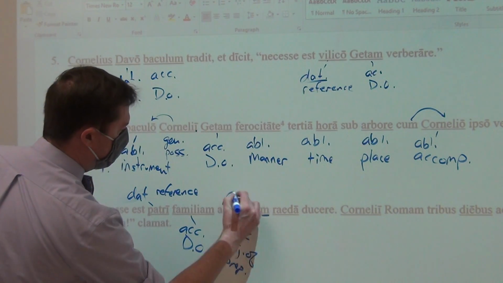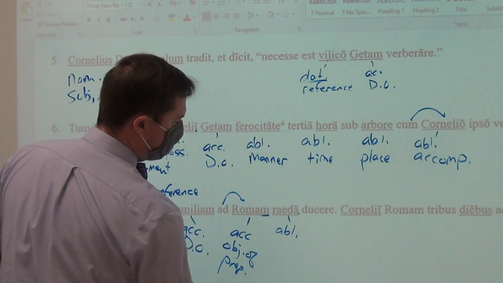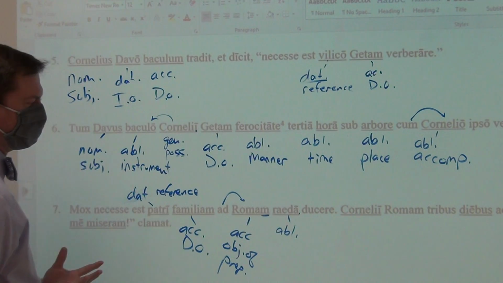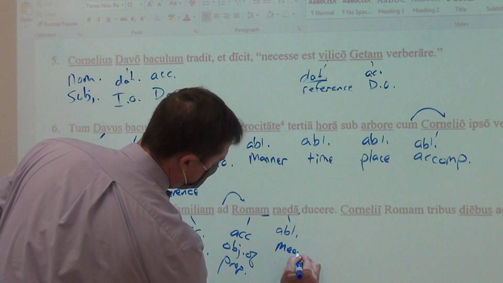the preposition on. And then raida is your ablative, you can tell by the long A, and what is it showing? It is showing us the means by which he will do it. It gives him the ability to lead his family there. And so that is your ablative of means.